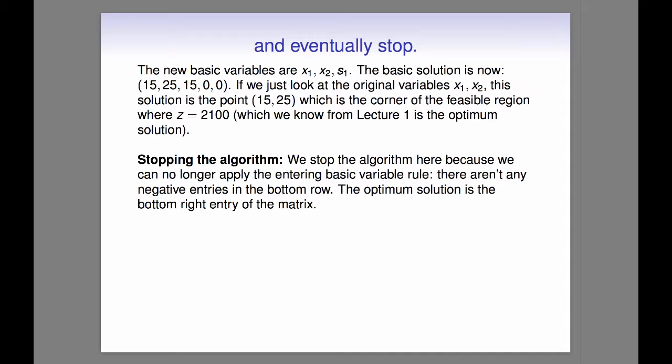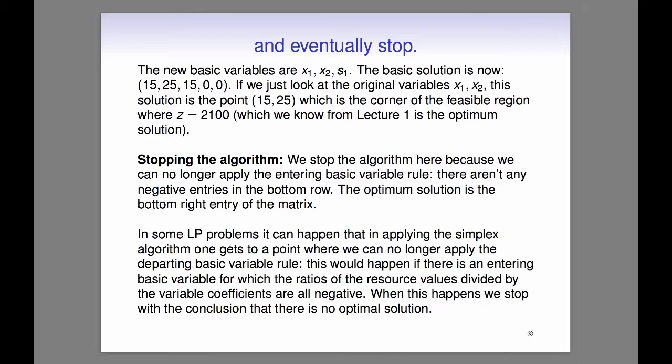It is possible that the algorithm might stop for another reason. It could stop because you can no longer apply the entering basic variable rule, because there are no negative numbers in the bottom row, but it could also stop because you can't apply the departing basic variable rule. This happens when all the ratios are negative. Remember, we're looking for the smallest non-negative ratio.